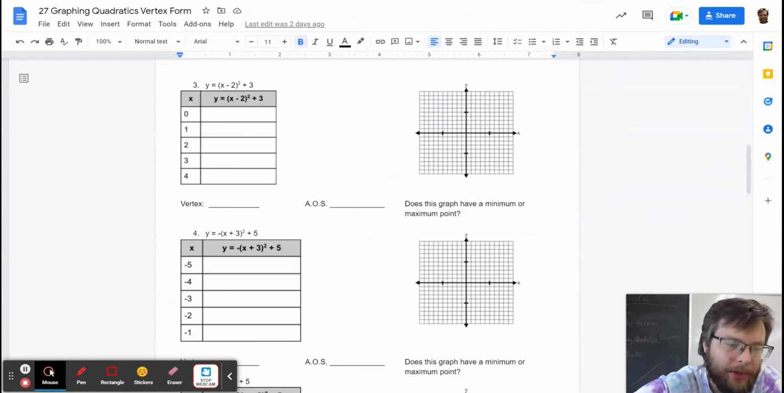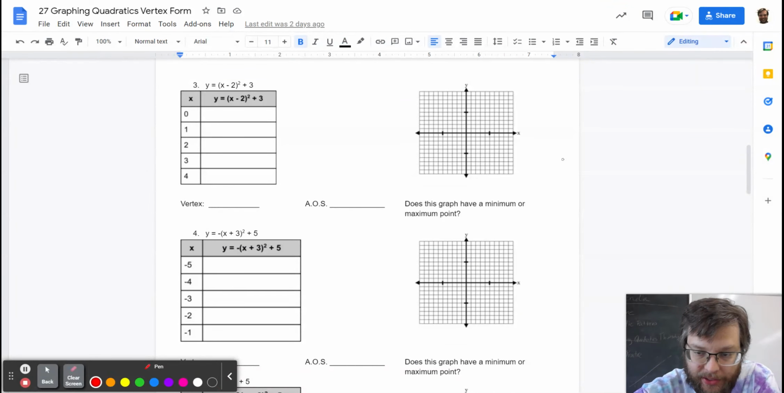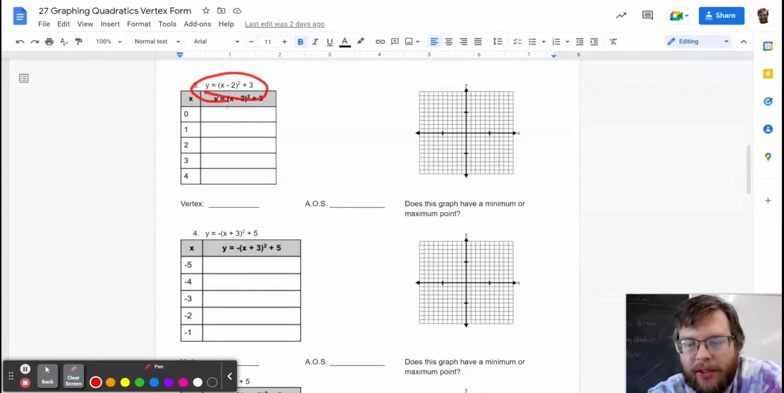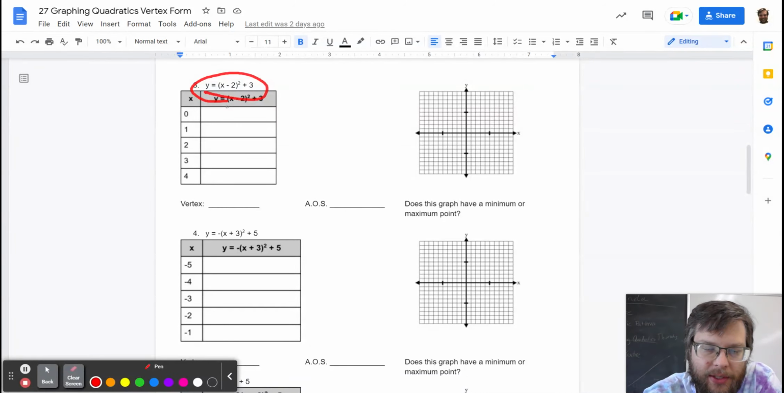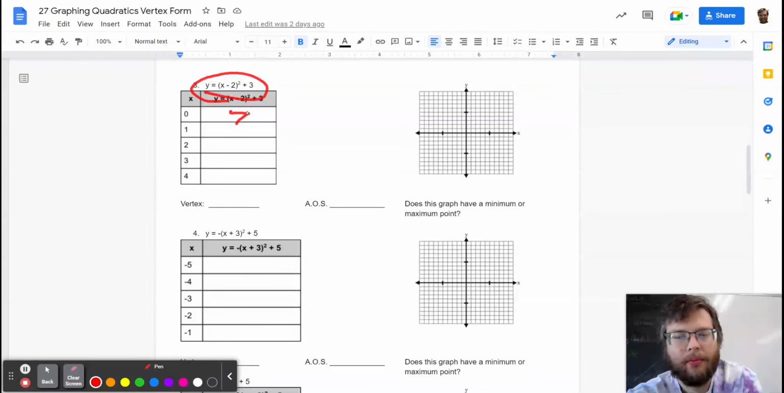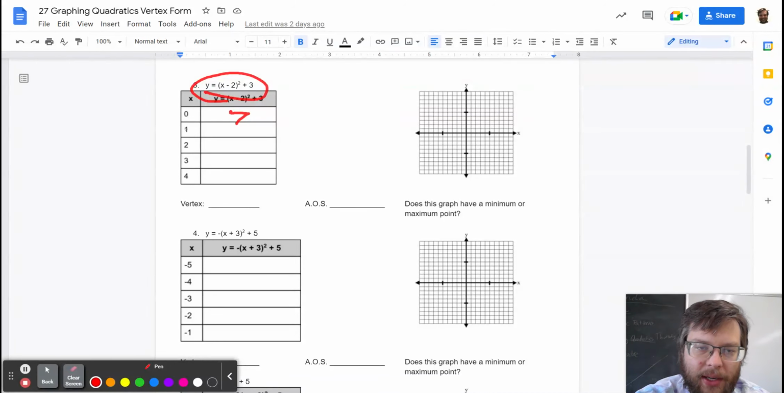Let's move on to one that's a little bit trickier. I'll actually talk through the operations on this one, but all I'm doing is taking each x value and running it through the equation. Parentheses first because I'm plugging in. 0 minus 2 is negative 2. Square that, I get positive 4. Add 3, I get 7. My y value is 7. Now if x equals 1, 1 minus 2, negative 1. Square that, positive 1. Plus 3, positive 4. Next up, 2. 2 minus 2 is 0. Square that, 0. Add 3, 3.